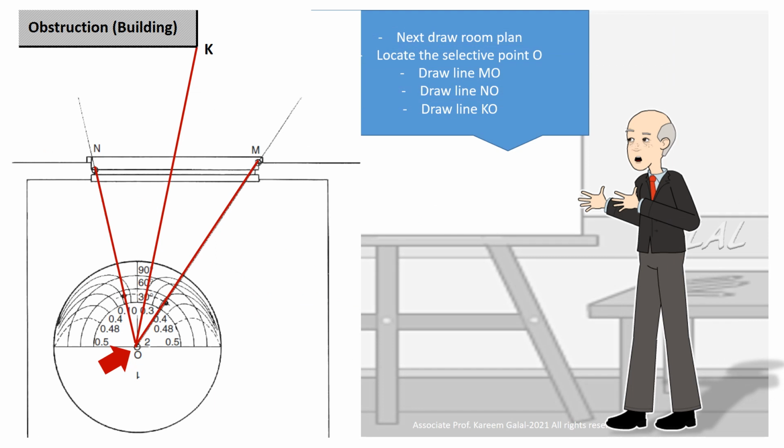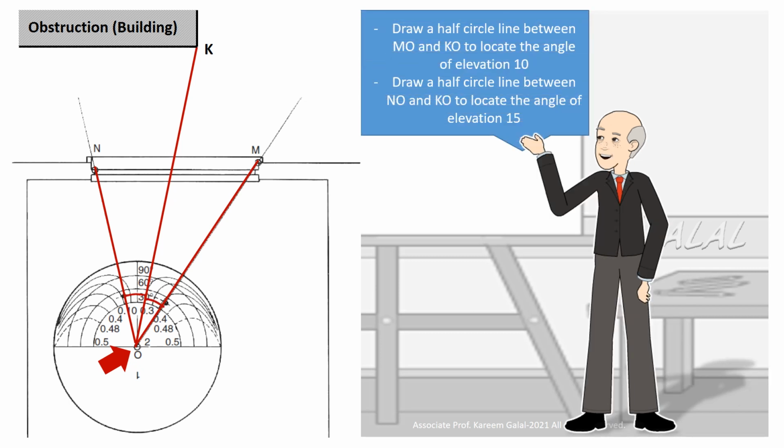Next, draw the room plan. Locate the selected point O. Draw line MO. Draw line NO. Draw line KO. Draw a half-circle line between MO and KO to locate the angle of elevation 10. Draw a half-circle line between NO and KO to locate the angle of elevation 15.